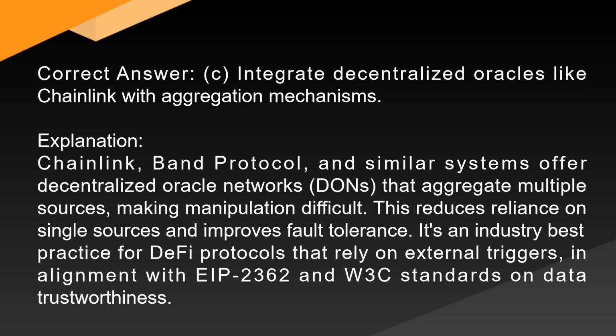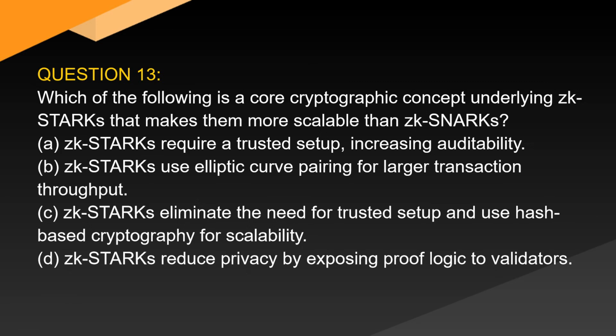Correct answer. C. Integrate decentralized oracles like Chainlink with aggregation mechanisms. Explanation. Chainlink, Band Protocol, and similar systems offer decentralized oracle networks, DONs, that aggregate multiple sources, making manipulation difficult. This reduces reliance on single sources and improves fault tolerance. It's an industry best practice for DeFi protocols that rely on external triggers, in alignment with EIP-2362 and W3C standards on data trustworthiness.